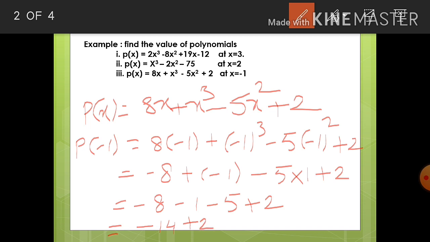When all the numbers have the same symbol, we have to add them and keep the symbol they have. Now if there are two different symbols, we have to do subtraction. Minus 14 plus 2, there are two different symbols, so after subtraction we get minus 12. The greatest number has the minus symbol, so we take minus 12. Okay, this is the value of the polynomial at x equal to minus 1. So hence we can say that minus 12 is the value of the polynomial p of x equal to 8x plus x cube minus 5x square plus 2 at x equal to minus 1.